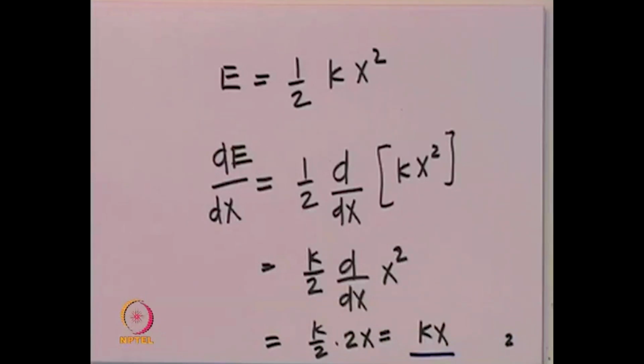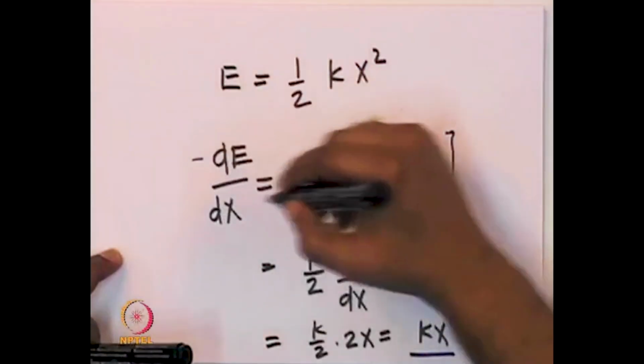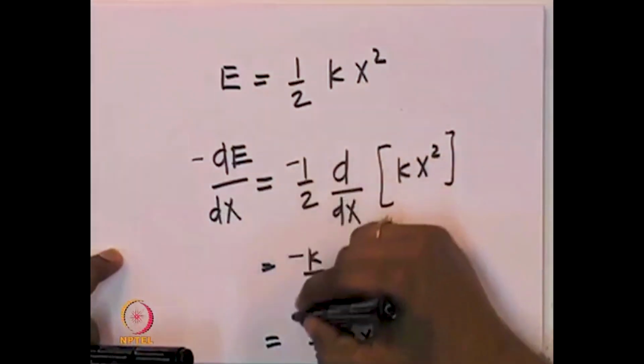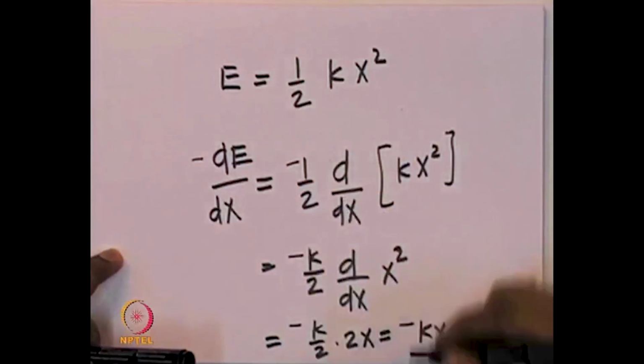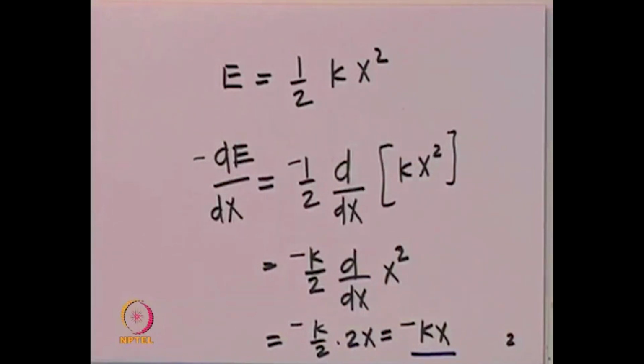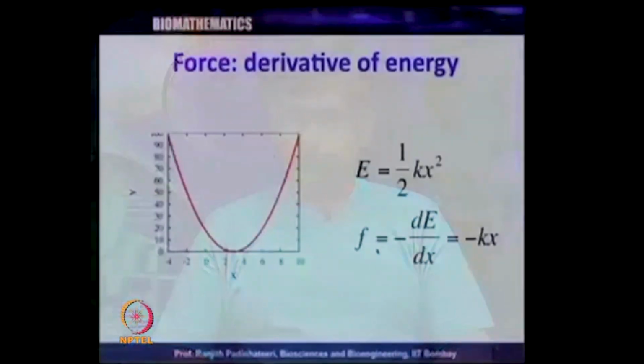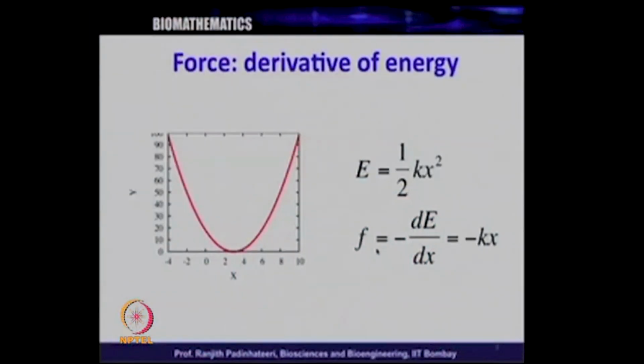Now, if you add a minus sign here, the answer also will have a minus sign. So, that is minus kx. We all know that the force to pull a spring is minus kx. The minus sign only indicates the direction of the force, which is towards the center, the restoring force. So, essentially, the derivative of this potential energy, half k x square, is force.